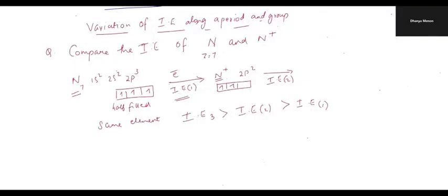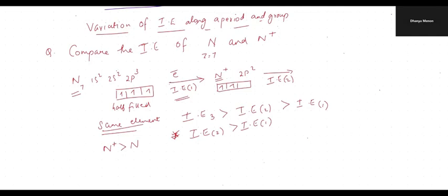In this case, the second ionization energy will be greater than the first ionization energy. When we were learning about this, I said that this is always true. You have to keep this in mind. If it is the same element, you don't have to derive anything. You can just directly use this rule. So for nitrogen ion, ionization energy is greater than nitrogen atom.